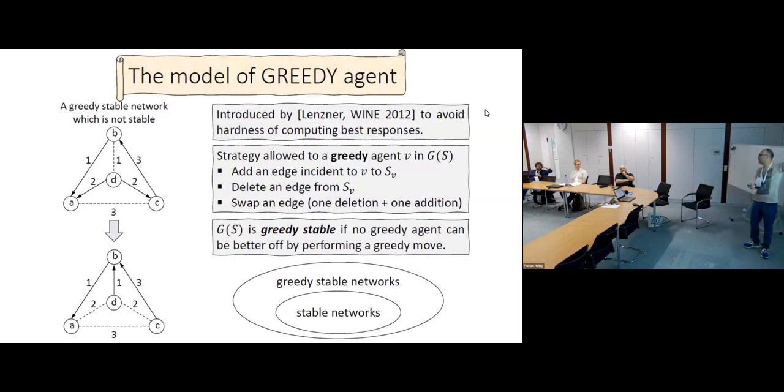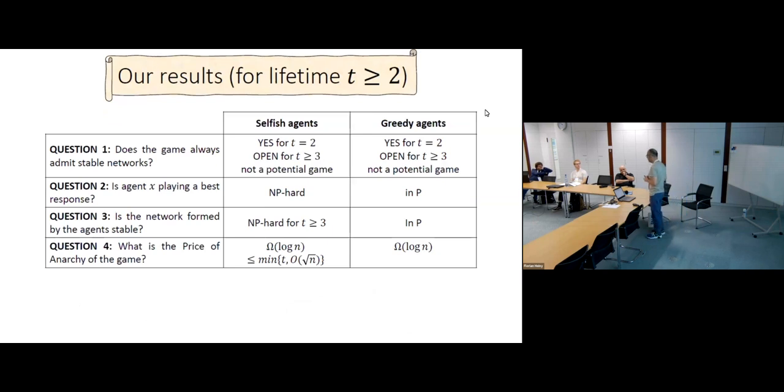For example, the network that you see here is greedy stable, but it is not stable because agent B can delete the 2 edges she owns here and buy the edge towards B. Okay? So because of the containment of stable networks in the set of greedy stable networks, basically we can import almost all the results we proved for the model of selfish agents into the model for greedy agents.